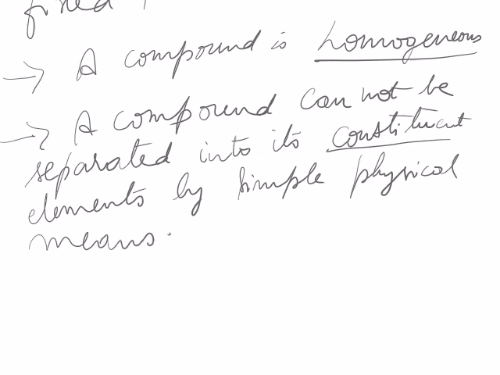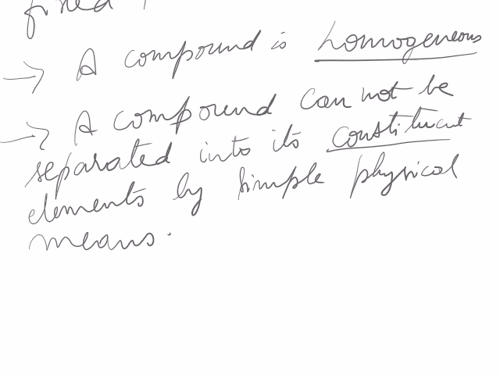A compound, for example water, which we have taken as an example. Water is formed by hydrogen and oxygen. But to get back hydrogen and oxygen from water is not simple. You cannot use simple physical methods like heating or separating it with a funnel or anything like that. By simple physical means, you cannot separate the constituent elements which have formed the compound. So a compound cannot be separated into its constituent elements by simple means.